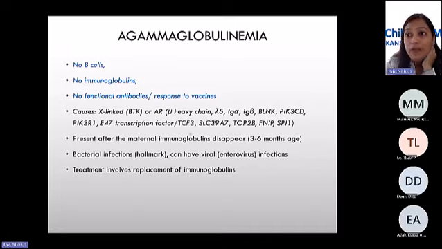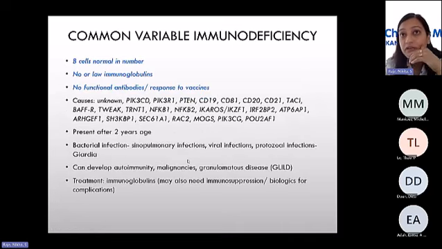So mu heavy chain, lambda 5, Ig alpha, Ig beta, BLNK, PI3K defects, and the list goes on. Some of the transporter genes here. So all of them can present with agammaglobulinemia. These patients typically present after 3 to 6 months of age when the maternal immunoglobulins disappear from the circulation. Bacterial infections are the hallmark, but they can have viral infections as well, and replacement of immunoglobulins is the treatment.